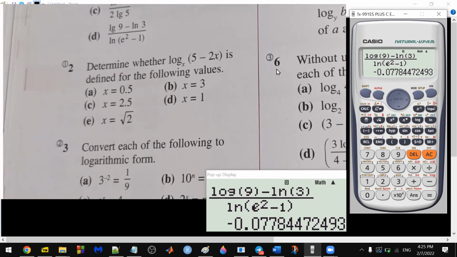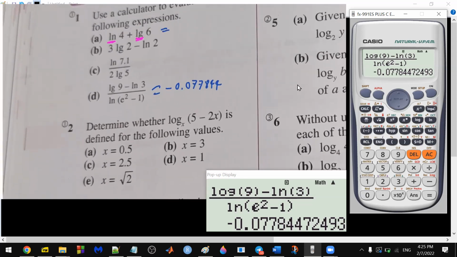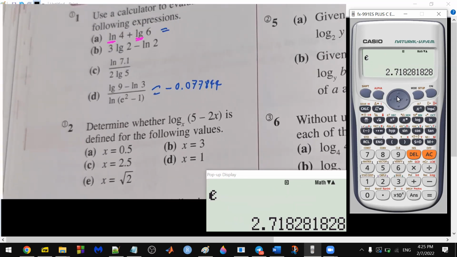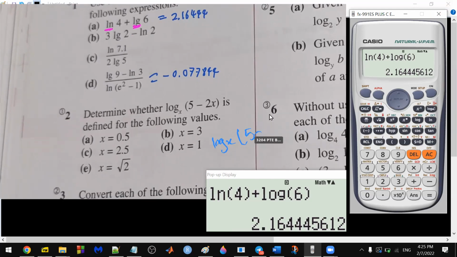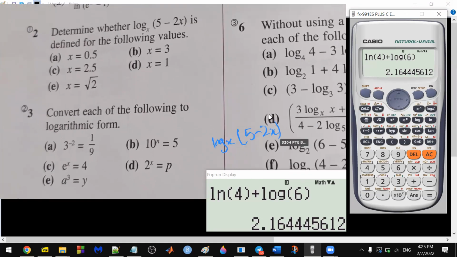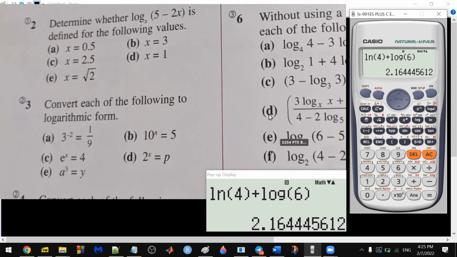Maybe I should write this down. Negative 0.077844. Okay, right. Knowing the value is not important, to be honest. You just need to know how to key in the calculator. Okay, press up, then I can see my history. Then 2.16444, whatever. Let's move down here. So what is it?